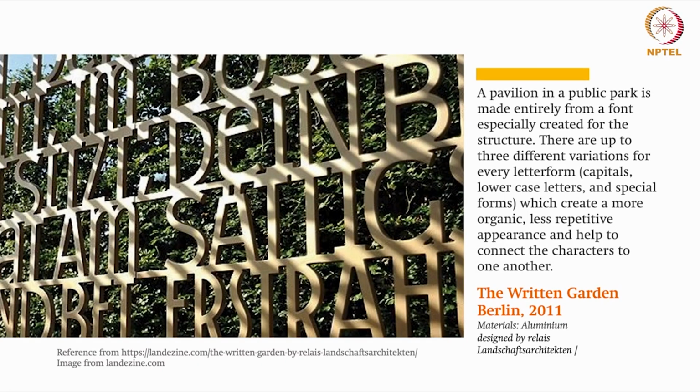The second case study is the Written Garden in Berlin. This is a pavilion in a public park made entirely from fonts, especially created for the structure. If one investigates the details, there are up to 3 different variations for every letter form. You will find capitals, lowercase letters, and a special form, which creates a more organic, less repetitive appearance and helps to connect the characters to one another.